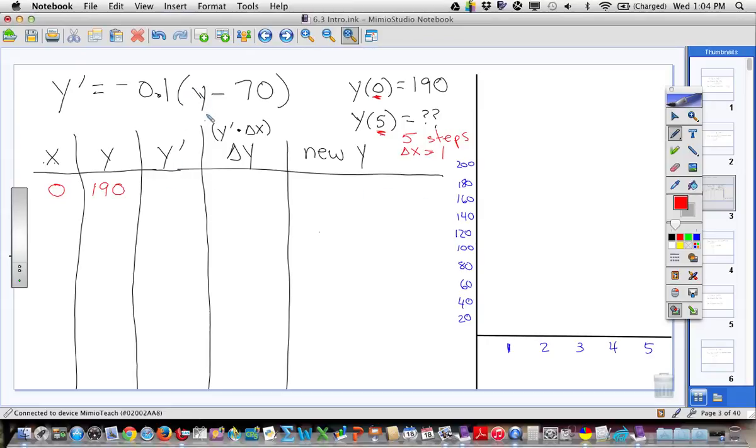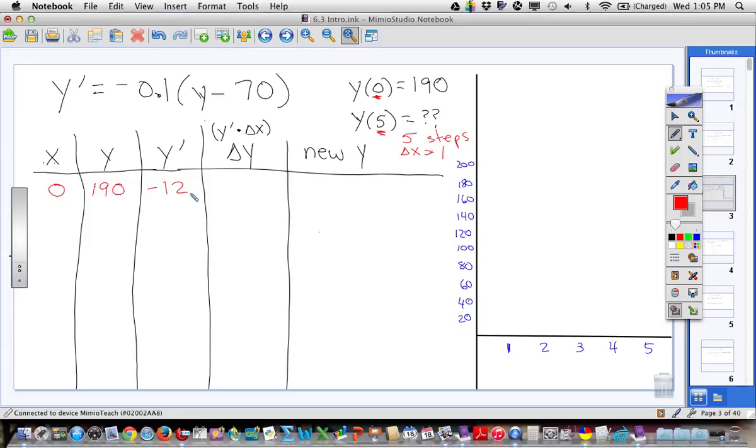Now this one has a y in it. Our last one had an x, right? You might get one that has an x and a y, or a t and a y, so you'd have to plug both in. But we plug in 190 minus 70, so get on your calculators if you need to. That'd be 120 times negative 0.1. What's that? Negative 12. Okay, so that's our slope.